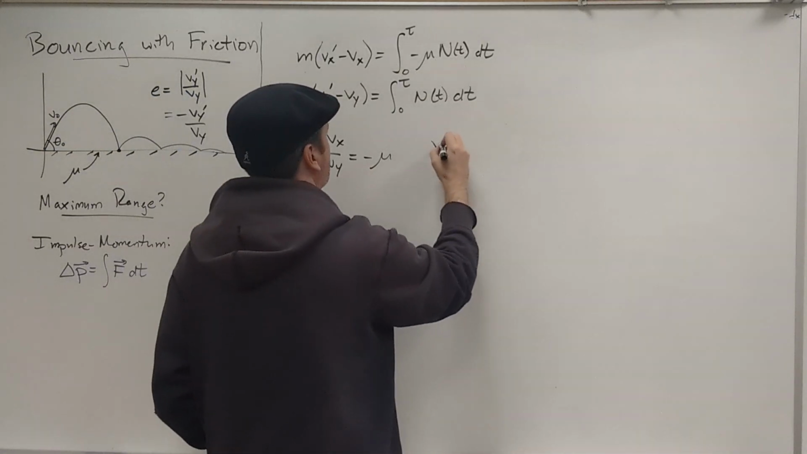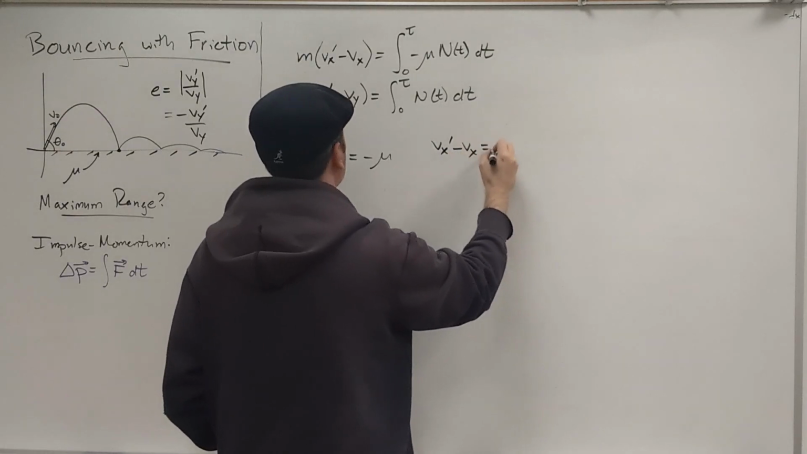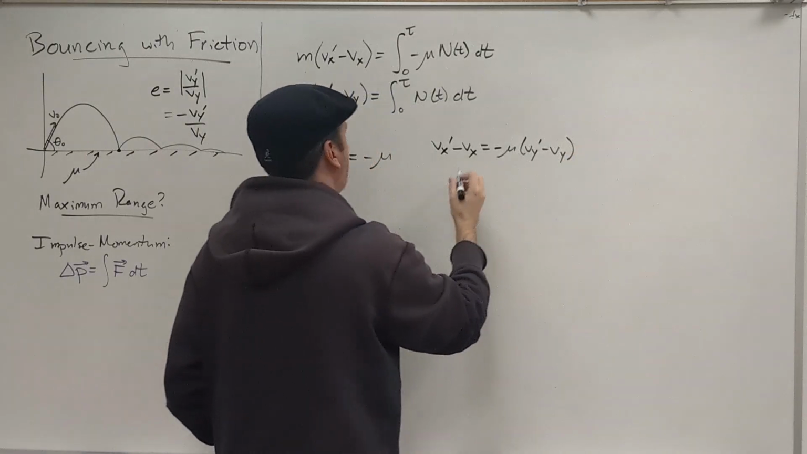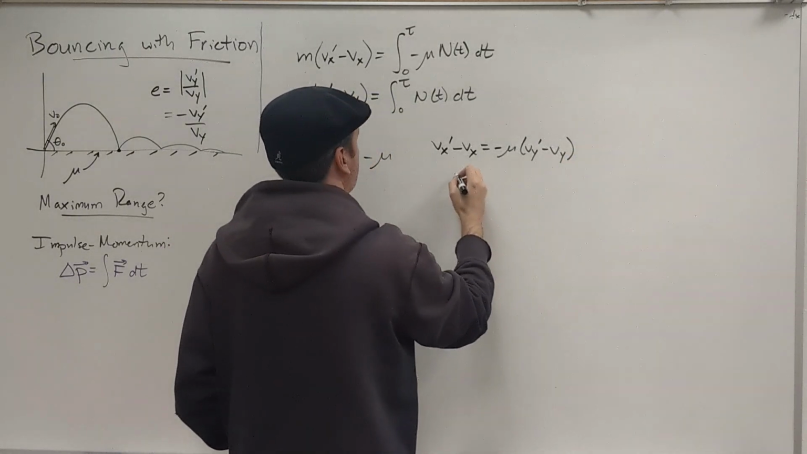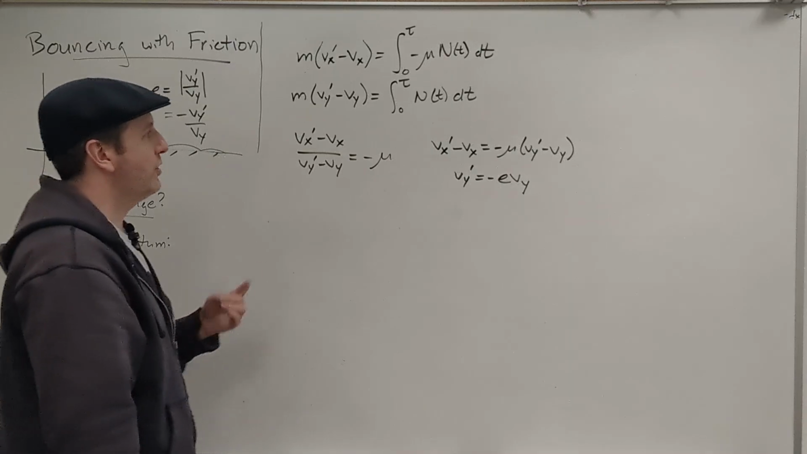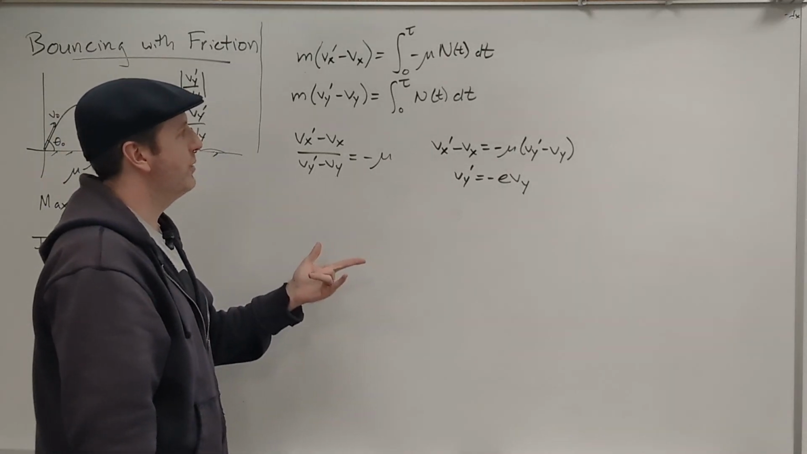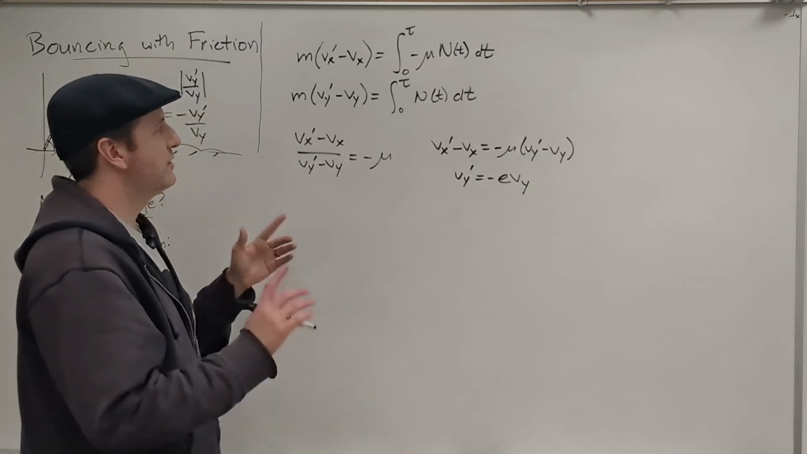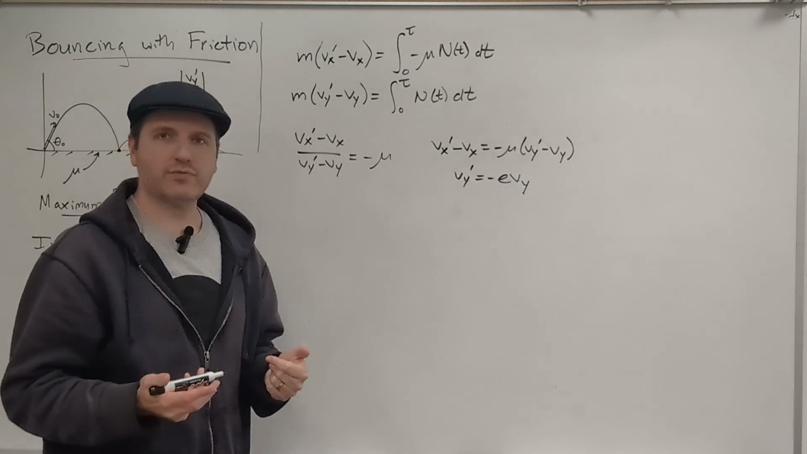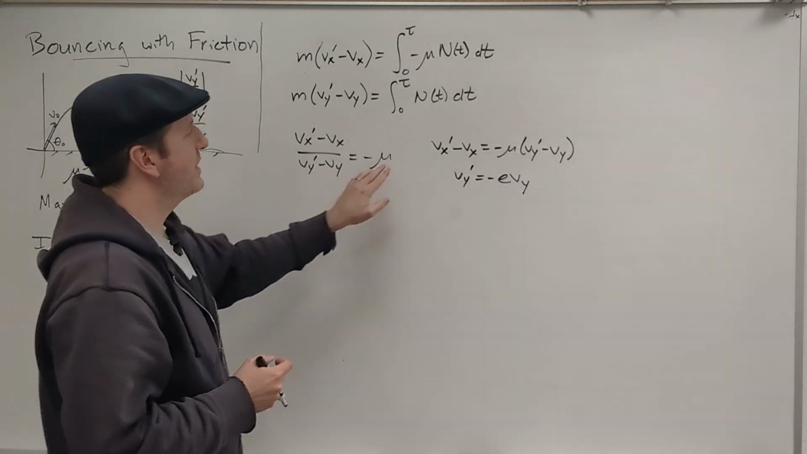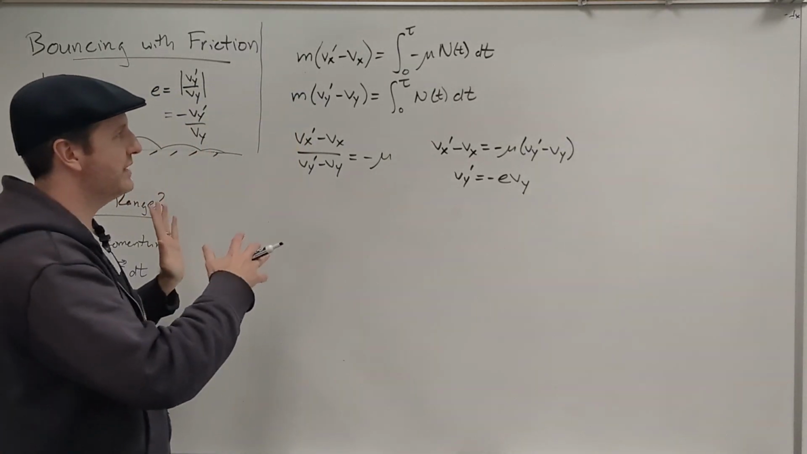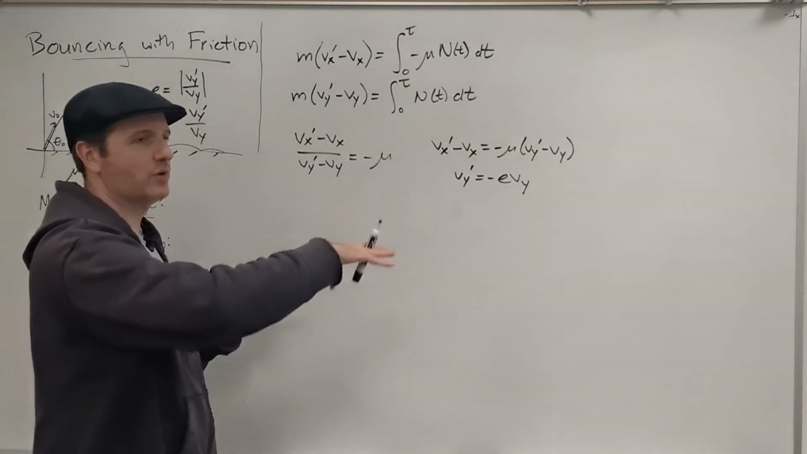I have that Vx prime minus Vx is equal to minus mu times Vy prime minus Vy. And I also, from this, have Vy prime equals minus E times Vy. Okay, now what we can do is try to make this into something like a recurrence relationship. Remember that these Vx prime and Vy prime are supposed to be the velocities of the bounce right afterwards.